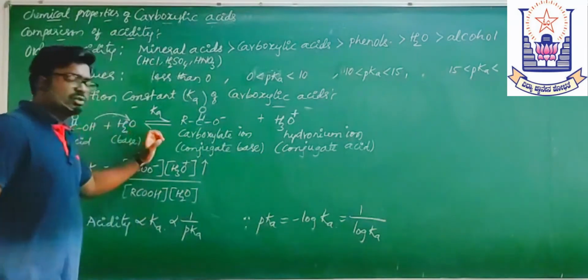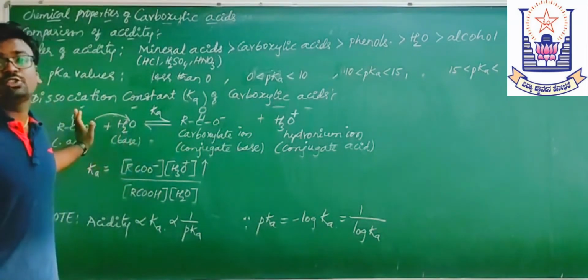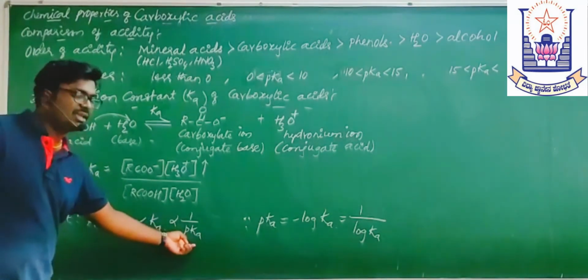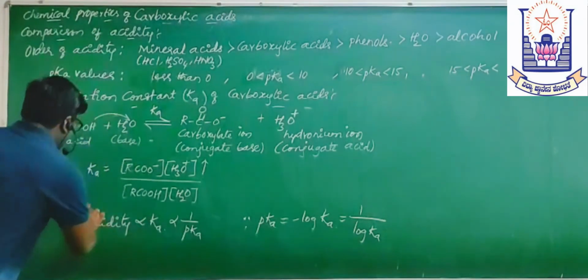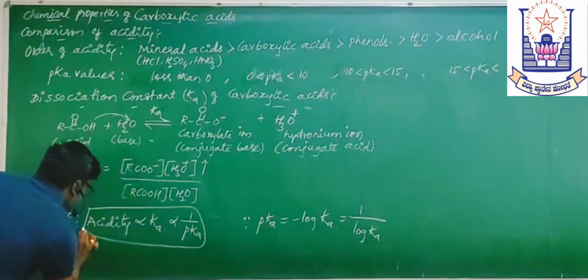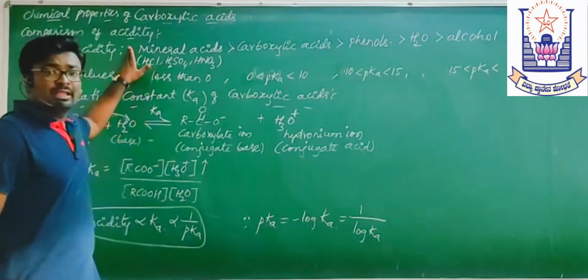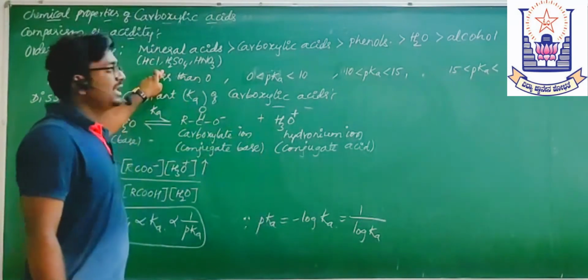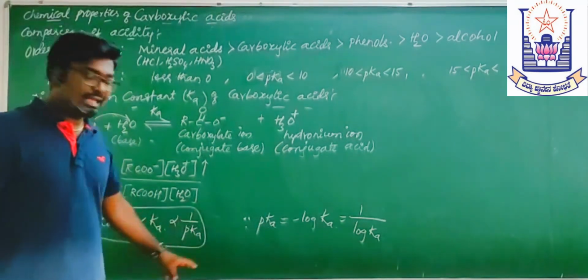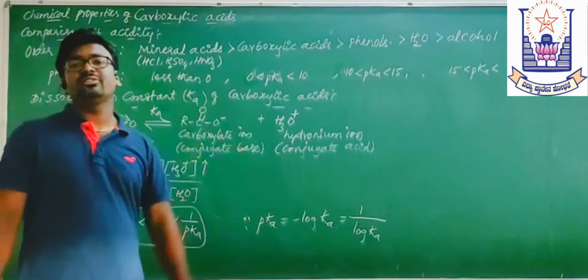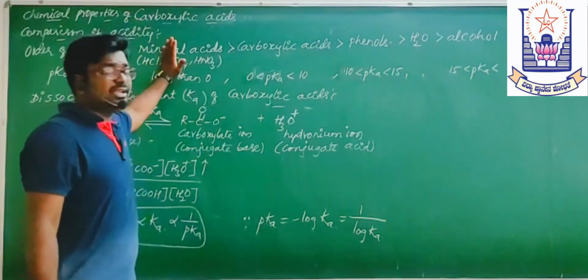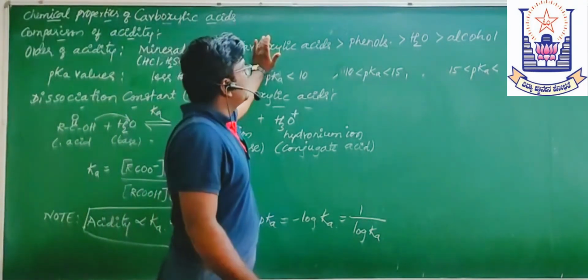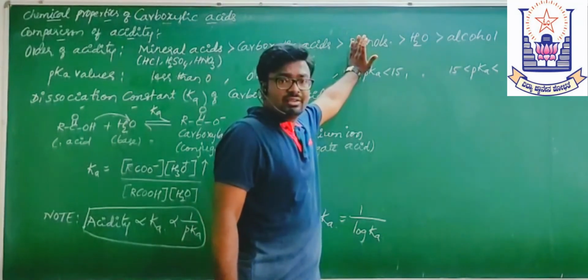If the dissociation of the acid is more, then it is a strong acid. If Ka is more, then acidity will be more and its pKa value will be very less. This is a very important point. We said that mineral acids are strong acids because their pKa value is less and their dissociation constant is more, meaning they readily donate H plus ions compared to carboxylic acids. Carboxylic acids readily donate the H plus ion compared to phenols.